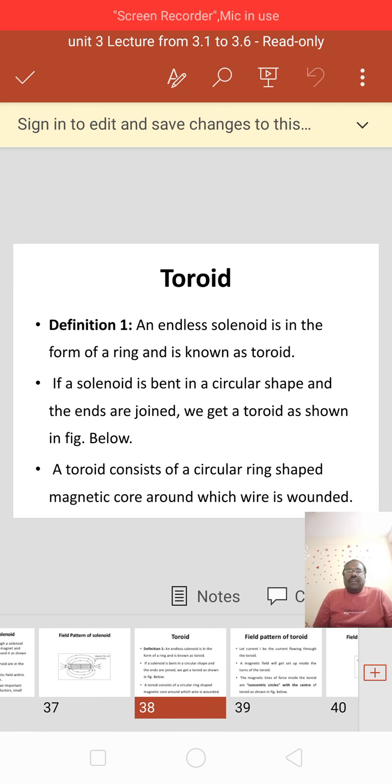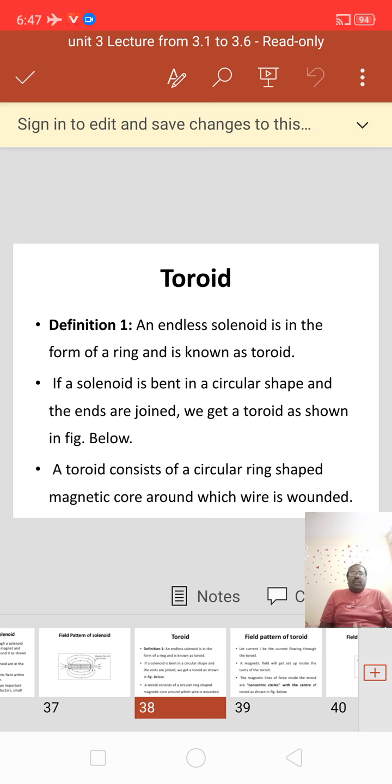Now toroid. Definition 1. An endless solenoid in the form of a ring is known as a toroid. If a solenoid is bent in a circular shape and its ends are joined, we get a toroid as shown in the figure below. A toroid consists of a circular ring shaped magnetic core around which wire is wound.